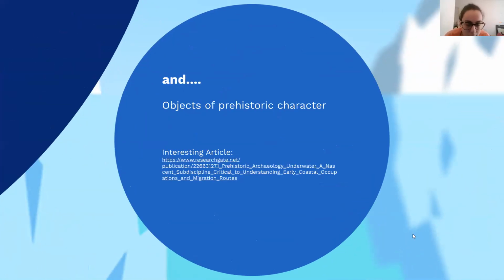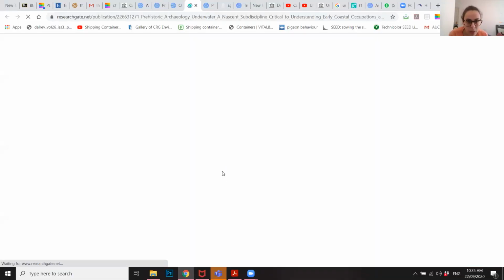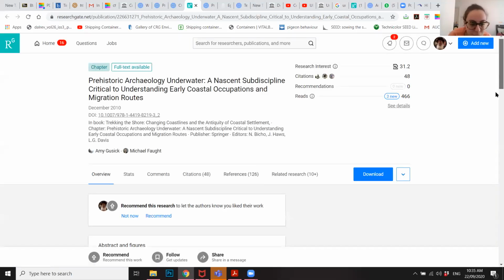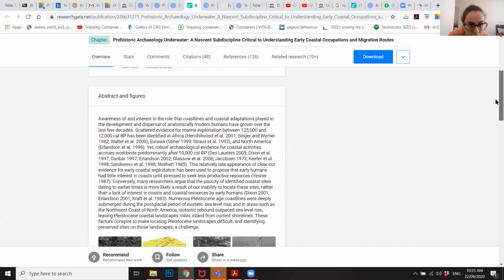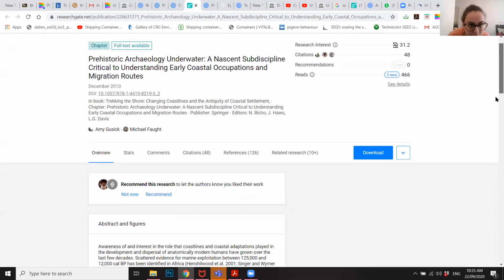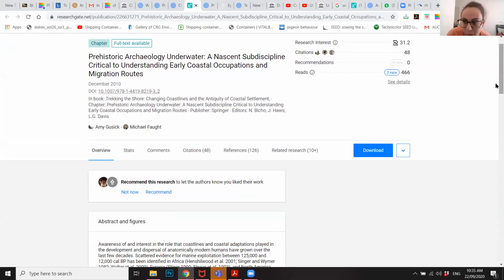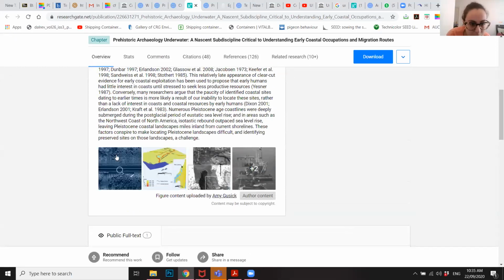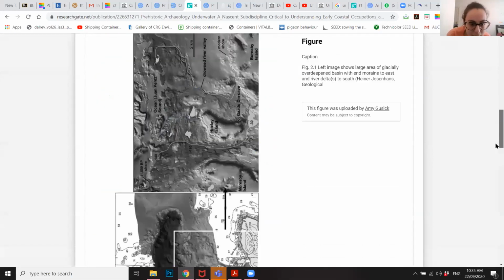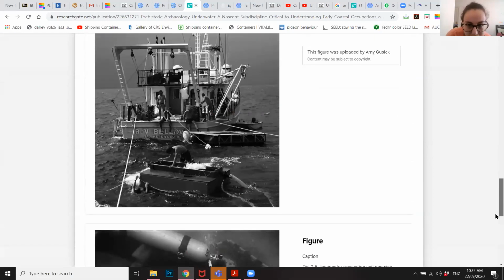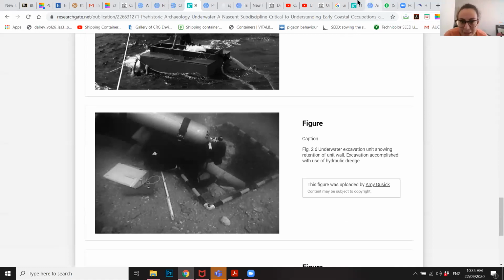And finally, the UNESCO defines any object of prehistoric character underwater to be part of the heritage. And on that topic, I found this interesting article. I just want to show it to you really quickly. Also, I encourage you to read it in your own time. It talks about underwater heritage in Egypt. Sorry, not in Egypt. Prehistoric archaeology underwater. And it shows us pictures. And X-ray studies, it is very, very interesting, Yani Sarah. Okay, let's go back to our presentation.